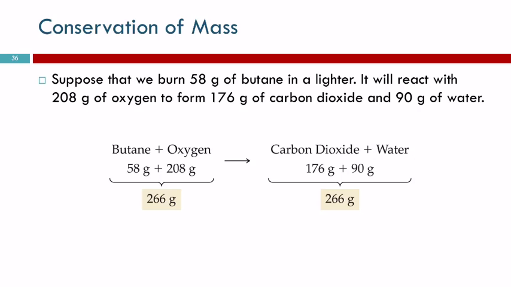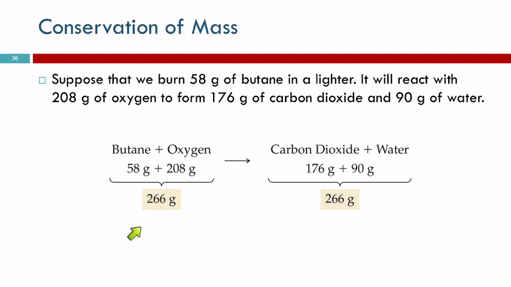So if we took 58 grams of butane in that little cigarette lighter, we could measure how much oxygen it will react with. It'll react with 208 grams of oxygen, and it will form 176 grams of carbon dioxide and 90 grams of water. And we could say that more concisely this way. Butane plus oxygen, 58 grams of butane, 208 grams of oxygen. That's a total starting mass of 266 grams.